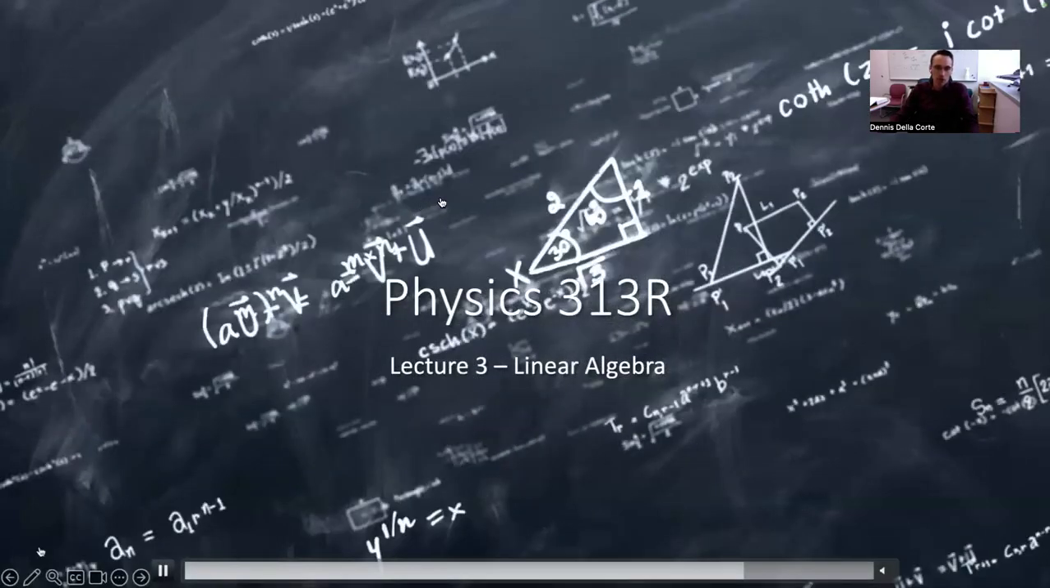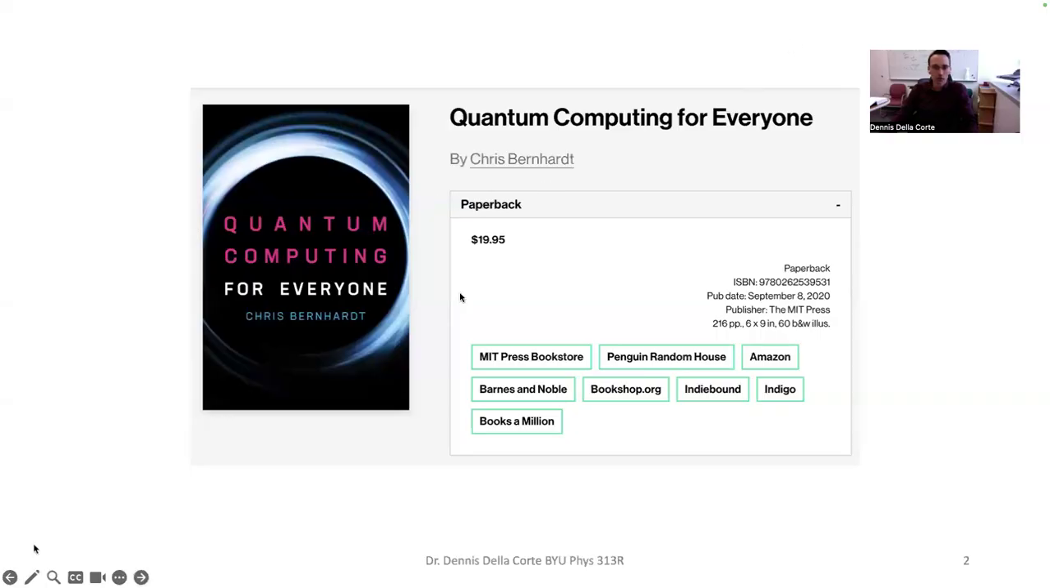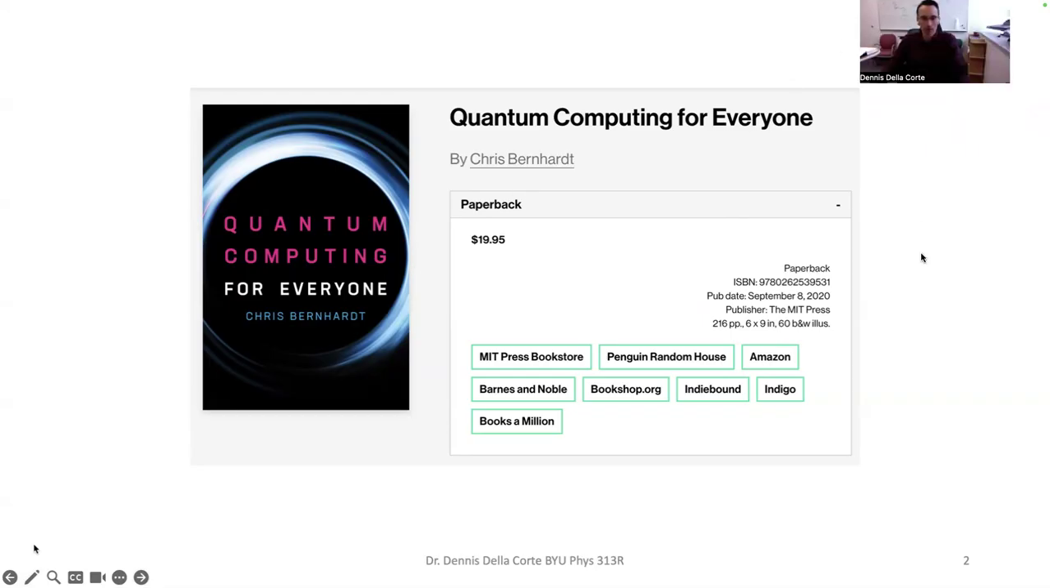So, just as a reminder, the content of this course comes from the book Quantum Computing for Everyone by Chris Bernard. You can find it on Amazon or elsewhere. I highly recommend everyone get this book so that they can work independently next to the lecture slides through all the problems in the book and keep their study journal up to date.